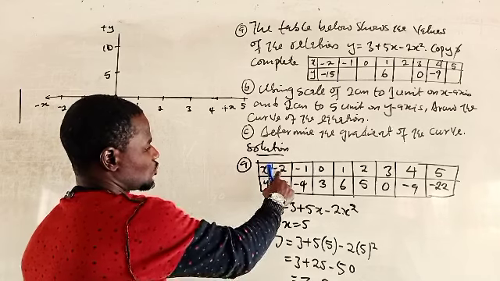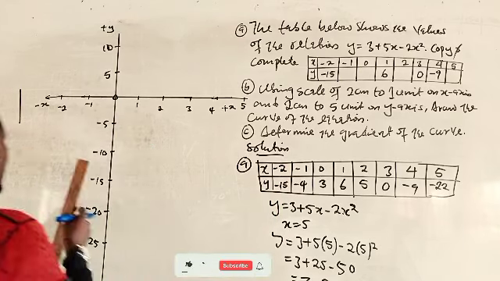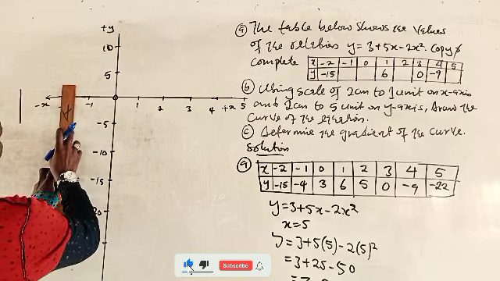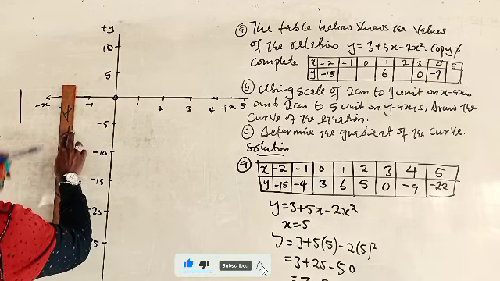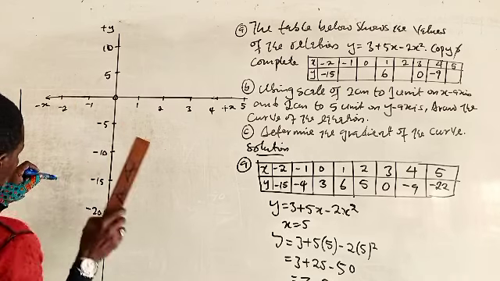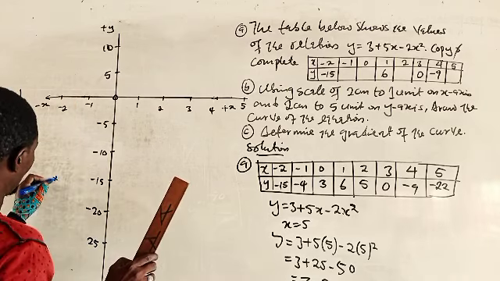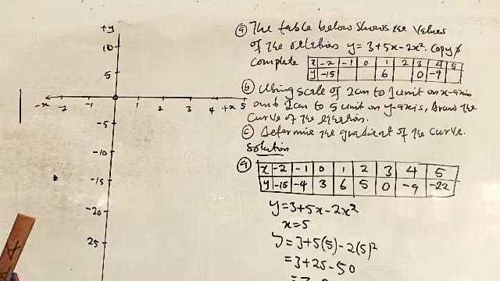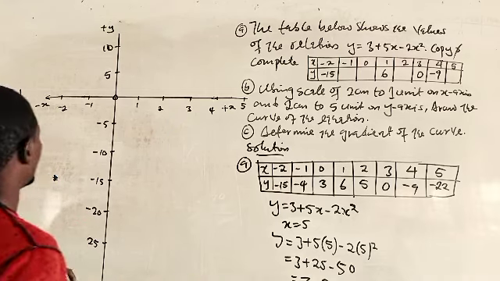When x is minus 2, y is minus 15. X is minus 2 is here, so y is minus 15, I think it's somewhere around here. Now this is where the 2 points coincide. Then when x is minus 1, y is minus 4.